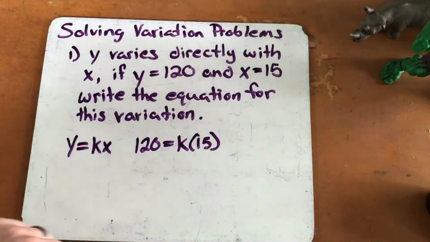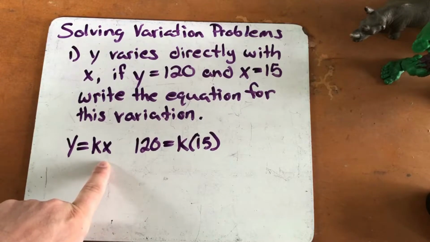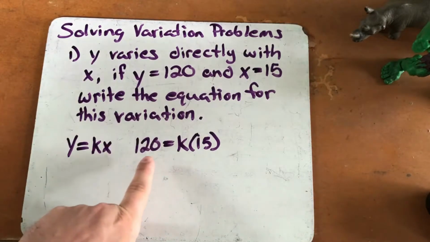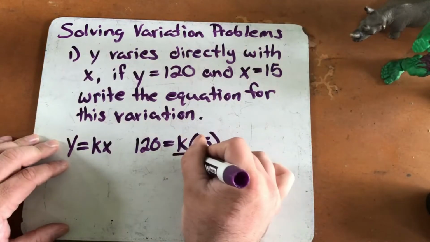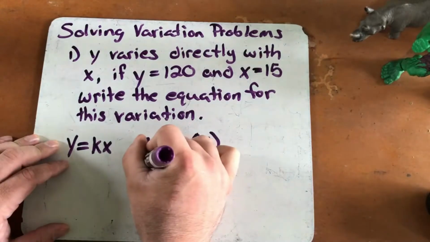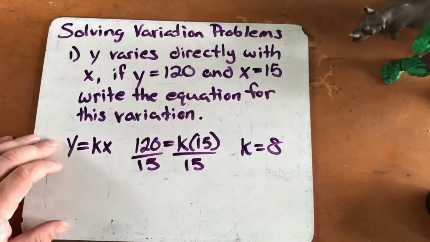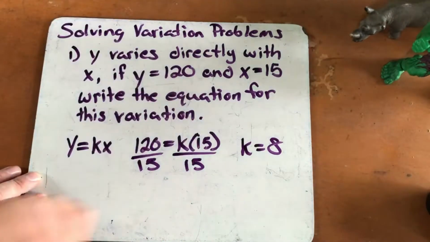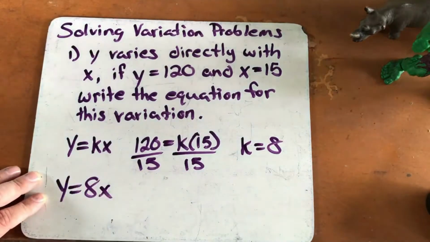To write the equation, it needs to look like this: y equals some number times x. I need to know what k is. So to find out what k is, I plug in for y, plug in for x, and then just solve for k. In this case, that means I divide by 15, and I find out that k equals 8. So the equation that represents this variation is y equals 8x.